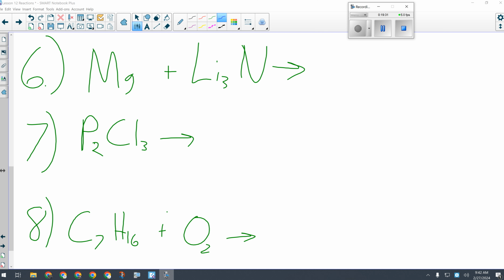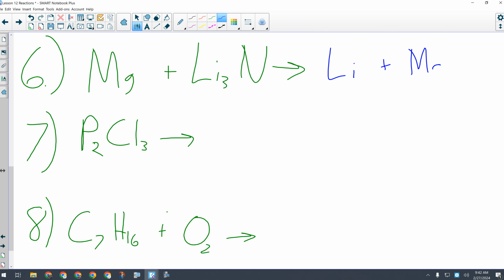Okay. So for number 6, I've got an element reacting with an ionic compound. What kind of reaction am I looking at there? Single replacement reaction. In a single replacement reaction, the lone element replaces the part of the ionic compound that it is like. Since magnesium is a metal, that means it's going to swap out for lithium. So lithium is going to wind up alone, and magnesium is going to end up with nitrogen.